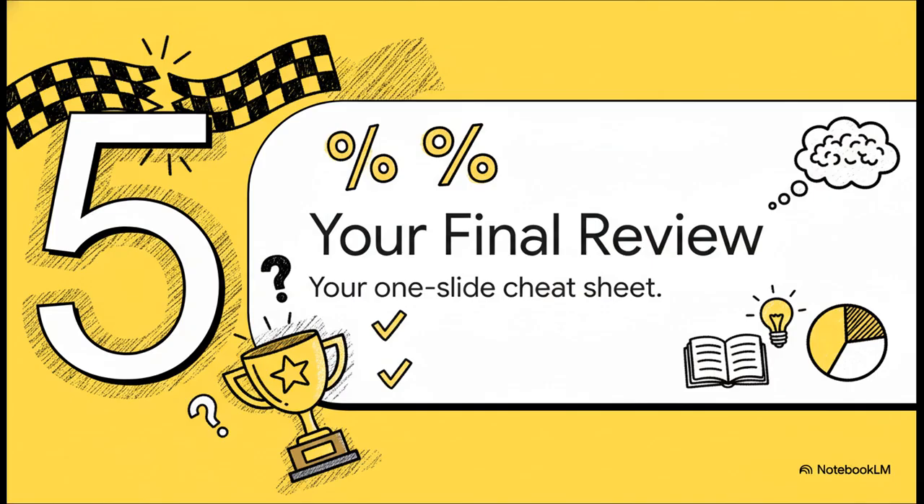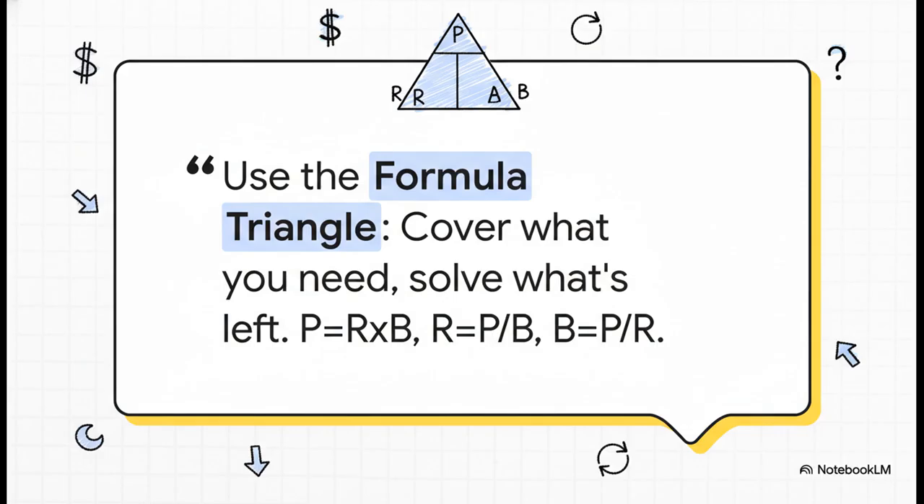Seriously, you've got this. So, here's the bottom line. The one thing to remember for your quiz. That formula triangle is your best friend. Figure out your 3 players, rate, base, percentage, then just cover up the one you need. And the triangle tells you what to do. P is R times B. R is P divided by B. B is P divided by R. It's all right there. And that's it.